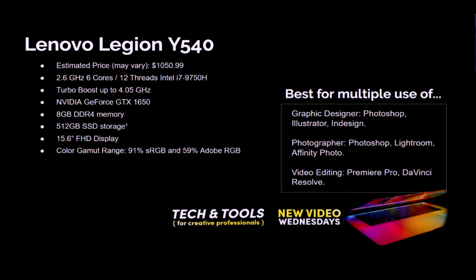Okay, moving forward though, here we have the GTX 1650, 8 gigs of RAM, 512 gigs of solid state hard drive, and a pretty solid color accuracy of 91% sRGB and 59% Adobe RGB.